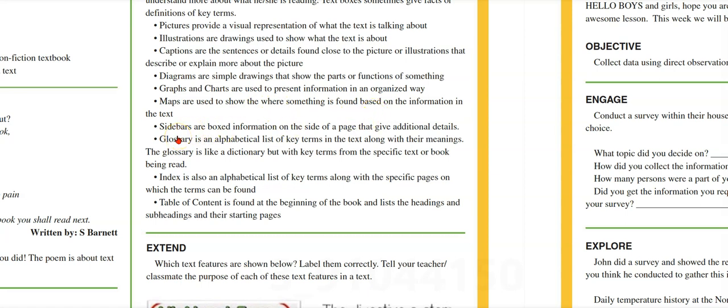Sidebars are boxed information on the side of a page that give additional details. The glossary is an alphabetical list of key terms in the text along with their meanings. The glossary is like a dictionary, but with the keywords from the specific text or book being read. The index is also an alphabetical list of key terms along with the specific pages on which the terms can be found. The table of content is found at the beginning of the book and lists the headings and subheadings and their starting pages.